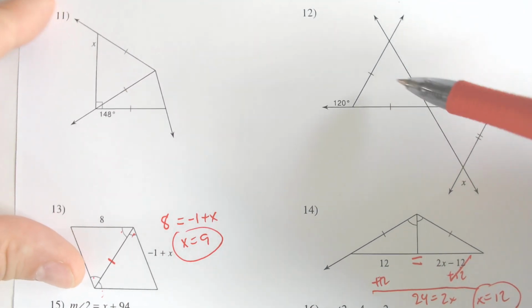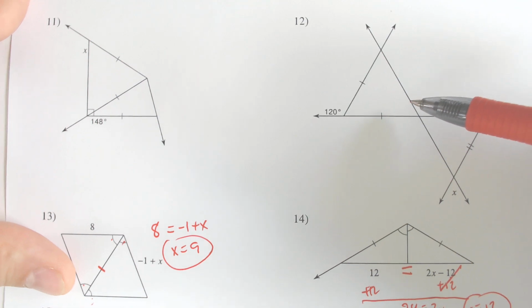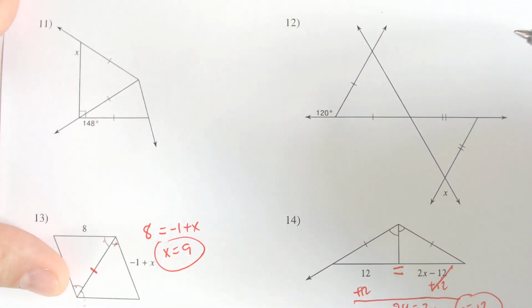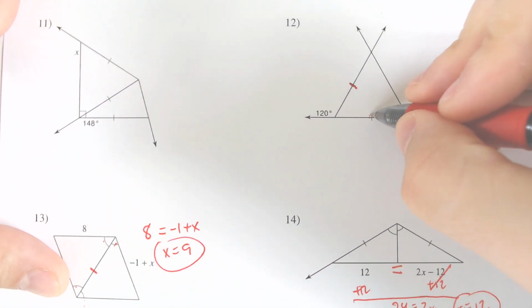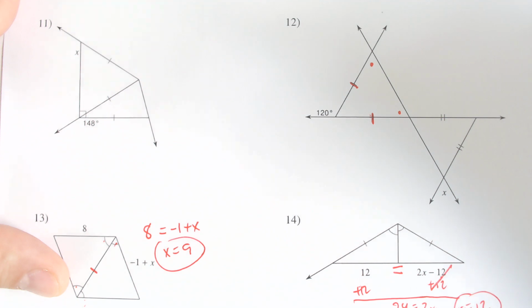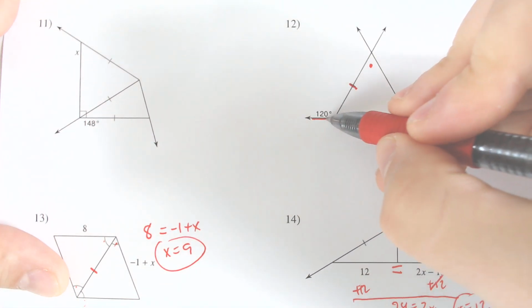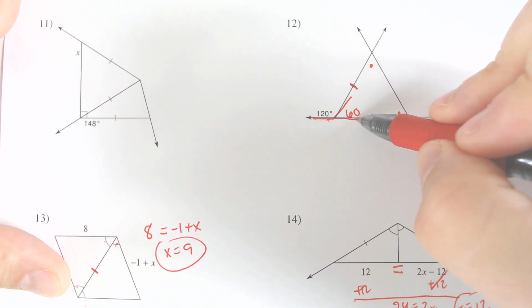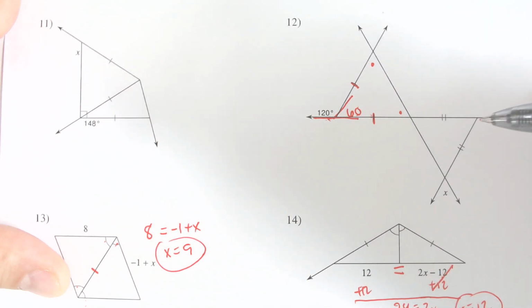I said I would skip these, but these look pretty interesting here. Let's just start on 12 and see if we want to go back to 11 as well. We got these two sides are equal right here, which means that these angles are going to be equal where I put dots on. We got this 120, which means this has got to be 60 because it's got to make a straight line. 60 and 120 make 180.